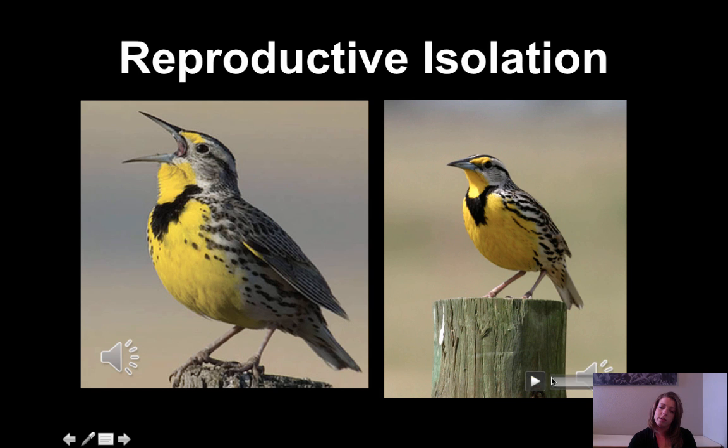Okay, so there's one. And so that's the western meadowlark.